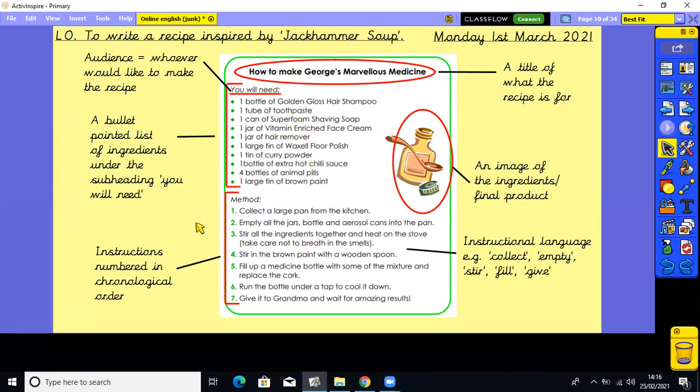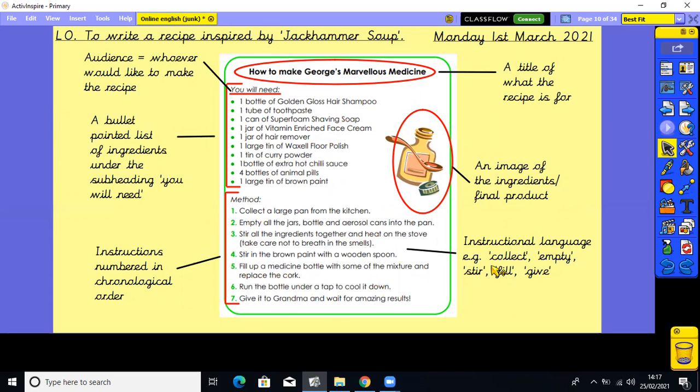Then we've got the method, which comes underneath the ingredients. And when we write the method, we usually use numbers to instruct the reader of how to do things in a chronological order. So we've got 7 steps here, and the reader knows to do them in this order to get the final product. And then the sort of language that's used is quite instructional. So it tells someone exactly what to do.